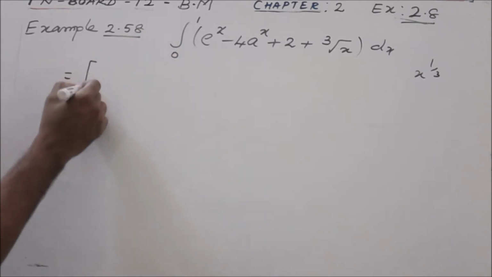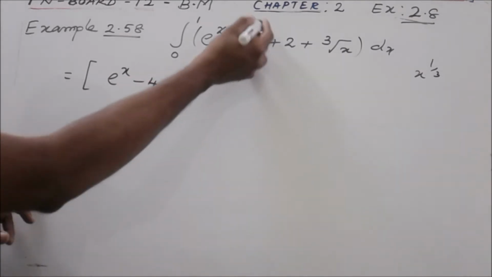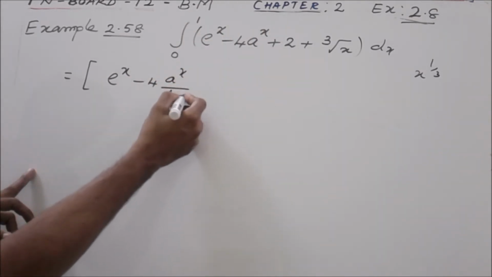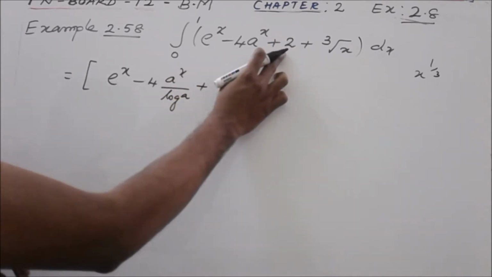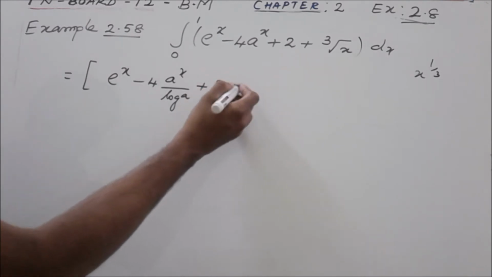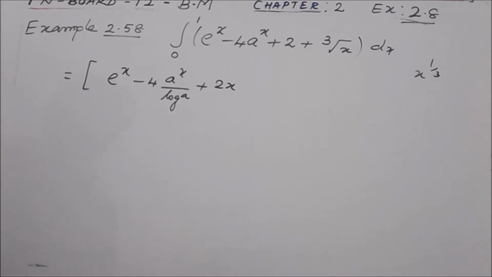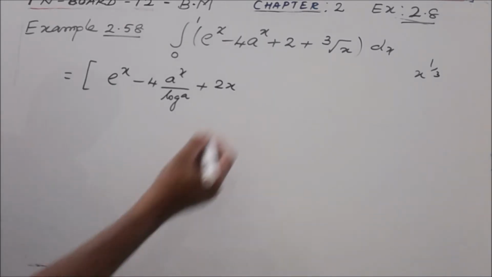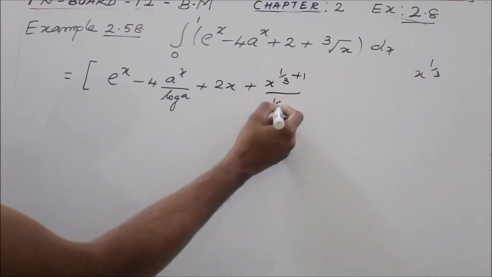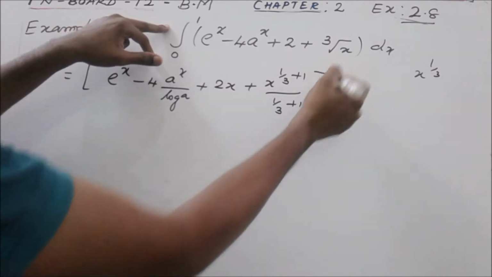Integrating e power x, so integral of e power x minus 4 into the integral of a power x, which is a power x divided by log a, and then for a constant, the integral of dx is x, multiplied, so 2x. Cube root of x means x power 1 by 3, so by the x power n plus 1 by n plus 1 formula, x power 1 by 3 plus 1 divided by 1 by 3 plus 1. The lower limit and upper limit are applied here.